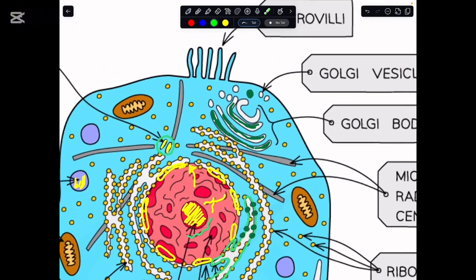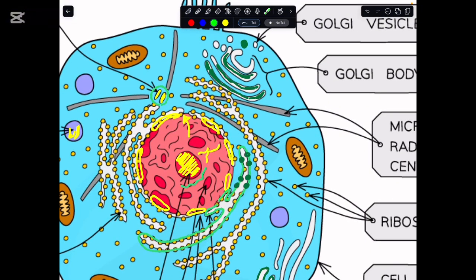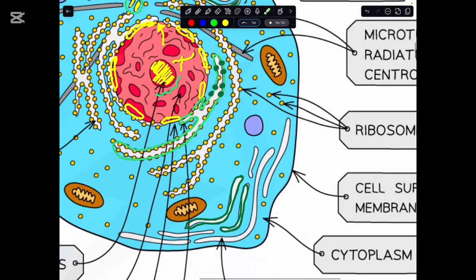Now you must never be confused about the configuration of the RER, because the RER lies close to, or in attachment with, the outer envelope of the nucleus. The SER, compared to the Golgi body, is a little more extended and a bit larger, and it doesn't have any ribosomes attached to it.